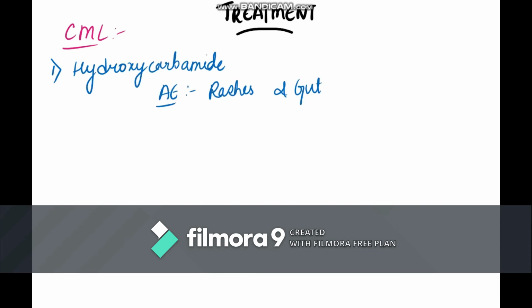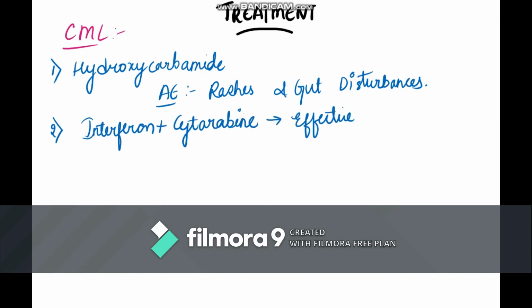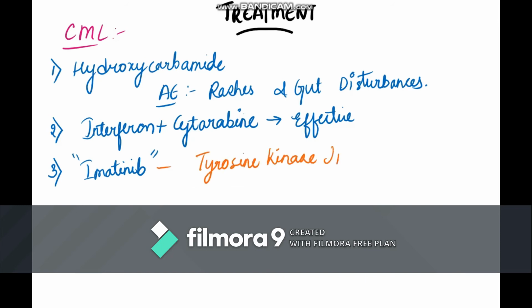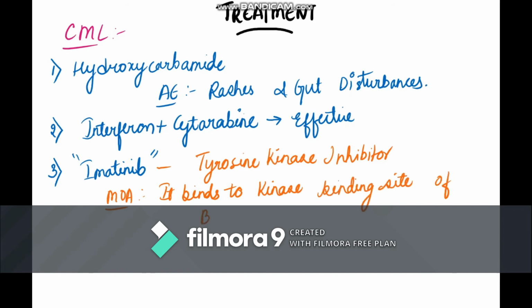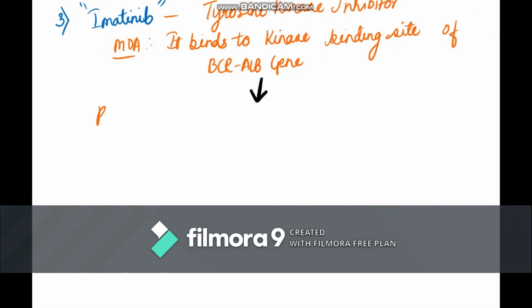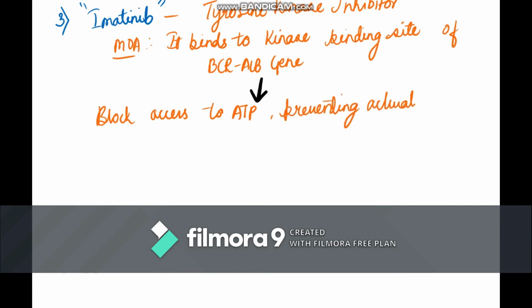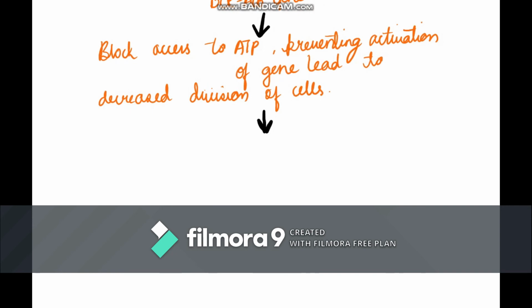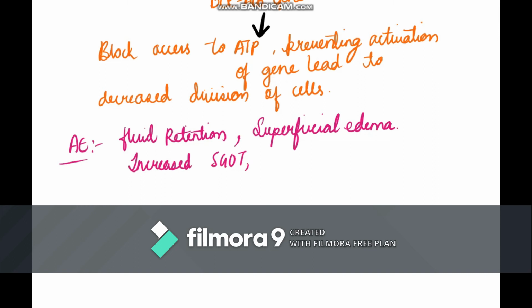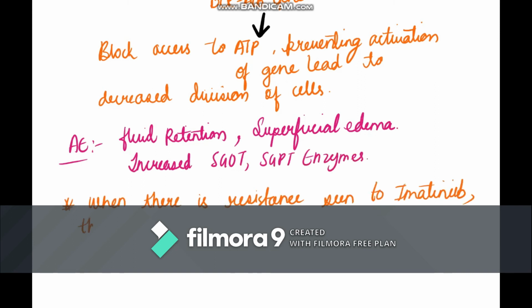For CML, hydroxycarbamide was previously used, but now it's not used because of adverse effects like rashes and gut disturbances. Interferon and cytarabine are very effective, but they are not used because of hemopoiesis alterations. Imatinib is the tyrosine kinase inhibitor, which is very much used in CML treatment. Its mechanism of action is that it binds to the tyrosine kinase binding site and blocks the access of ATP, which decreases the division of the cells.